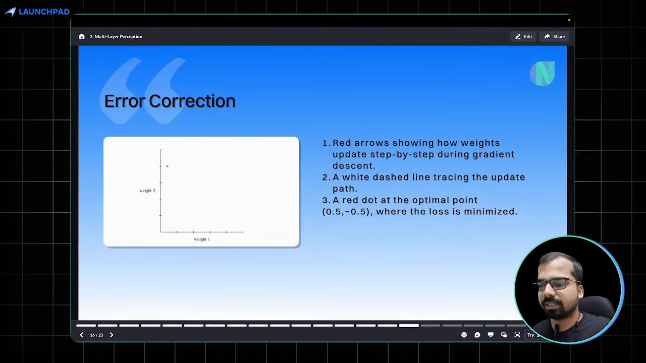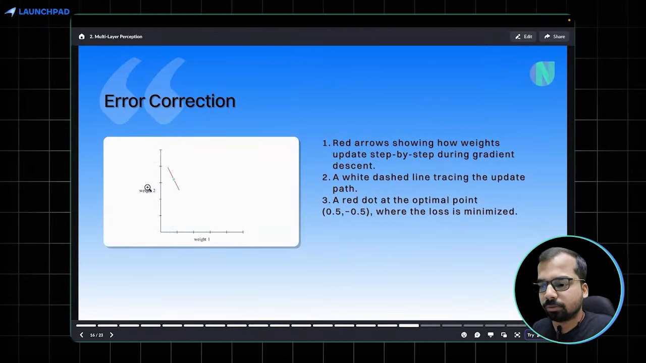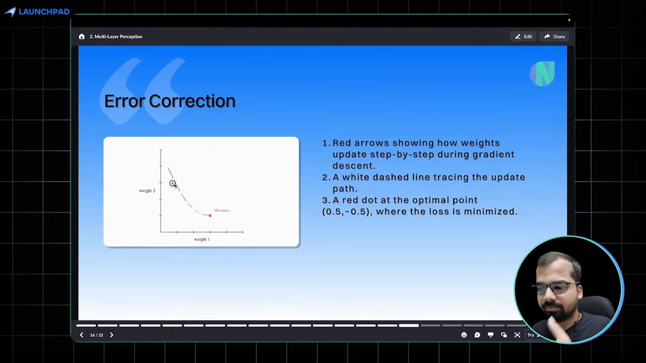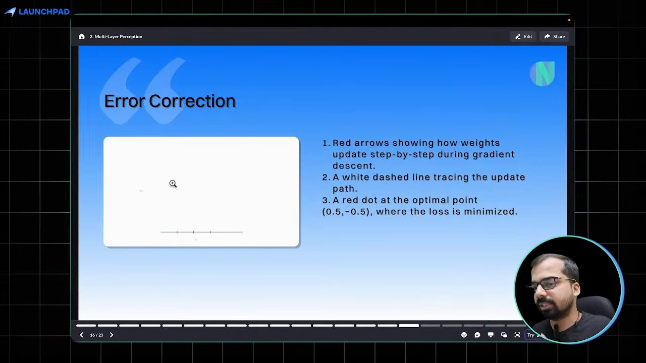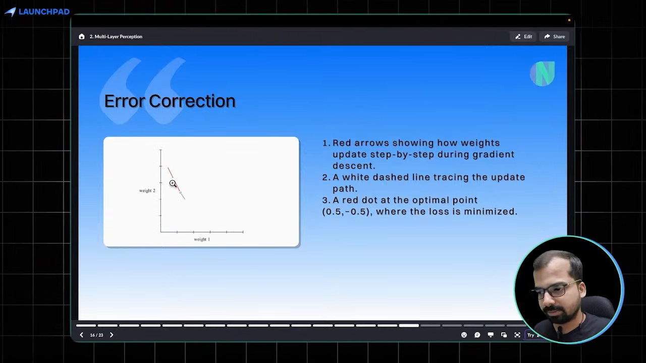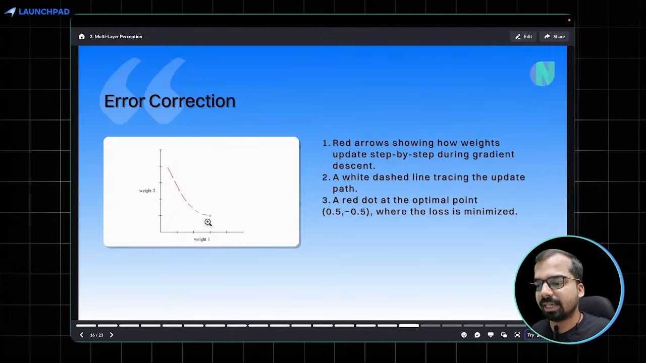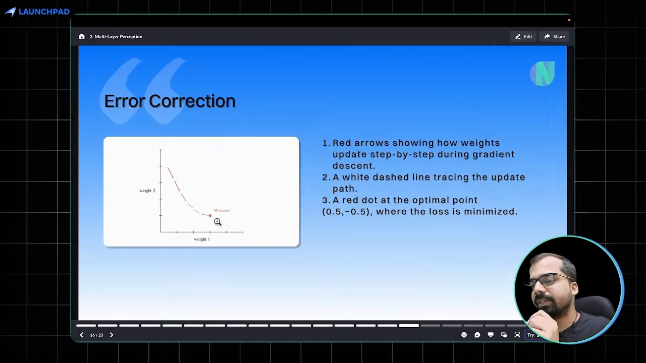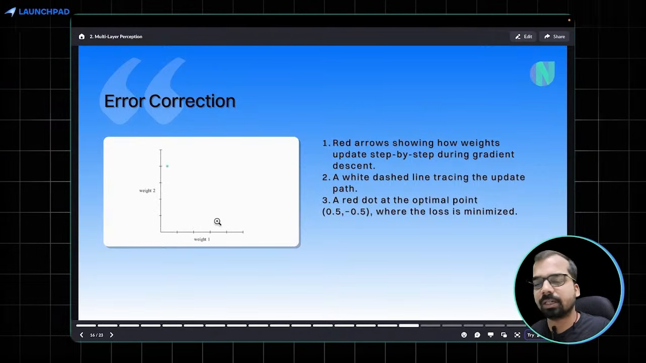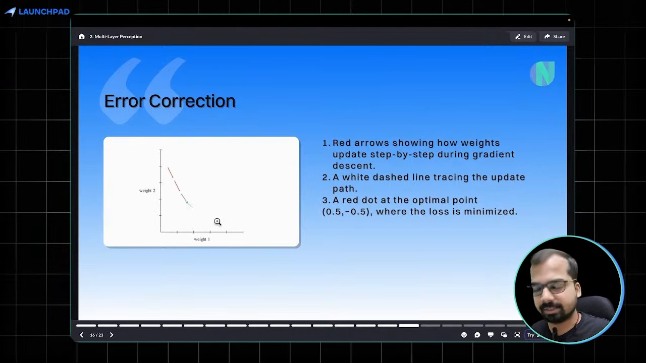Now here, this is a graph where we have two weights, and we start adjusting the weights W1 and W2 in such a way that the loss or the error is as less as possible. So wherever the error is as less as possible, that is the point where we'll have to stop. This is achieved through an algorithm known as gradient descent.